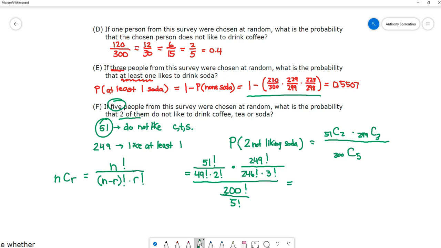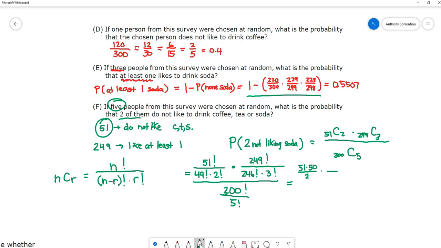51 factorial would be 51 times 50 times 49 times 48 times 47. And the 49 factorial would be 49 times 48 times 47. So 49 factorial would cancel out most of 51 factorial, leaving only the 51 times the 50. 2 factorial is just 2. That's an easy one, 2 times 1.